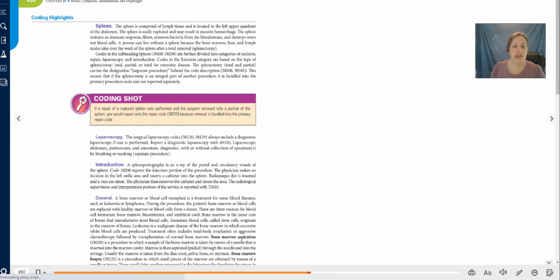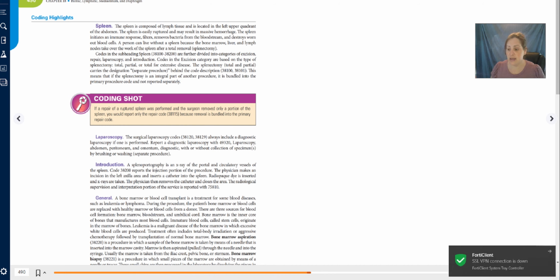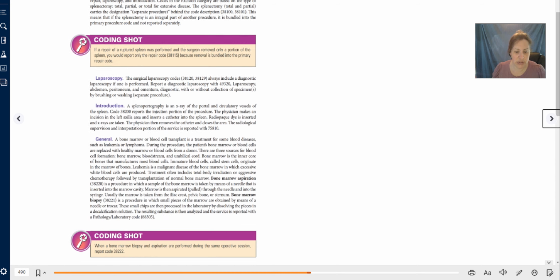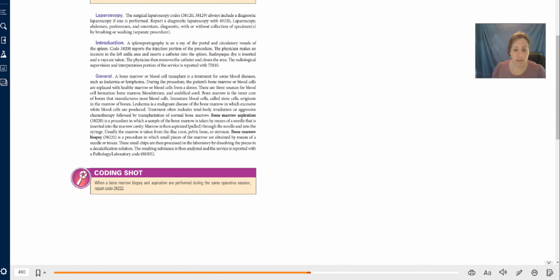So your procedures, of course, are going to revolve around the spleen as being the organ that cleans out the blood. It keeps the old red blood cells cleaned out. You may see some bone marrow procedures here, where we might be doing a bone marrow biopsy, you might be draining it, or you might have somebody who's doing a donation of bone marrow or a bone marrow transplant.